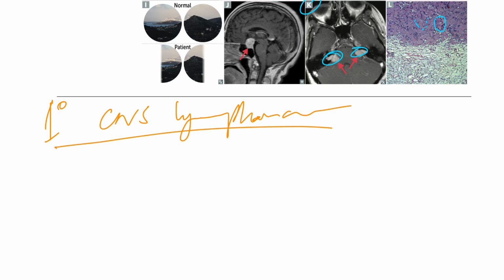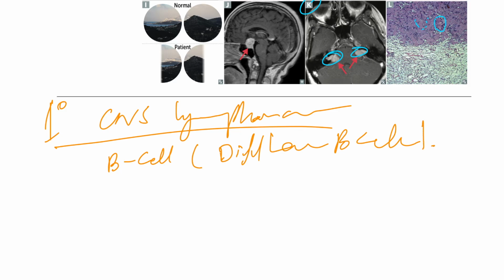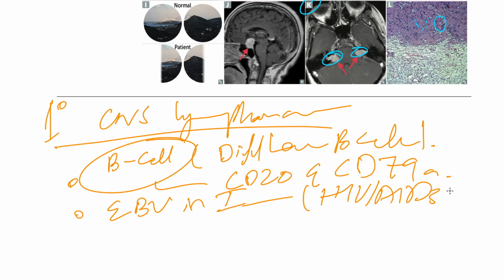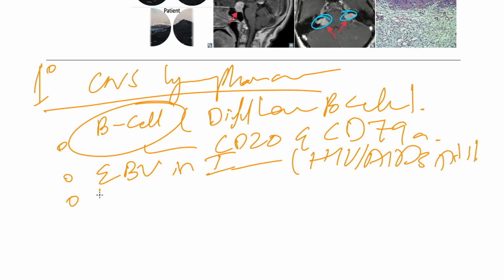So these primary CNS lymphomas arise from the B cells, most commonly diffuse large B cell lymphoma. If they're arising from B cells, they will be positive for B cell markers, which are CD20 and CD79A. They occur as a complication of Epstein-Barr virus in immunocompromised, meaning HIV/AIDS patients, right? And they are high-grade tumors with poor prognosis.